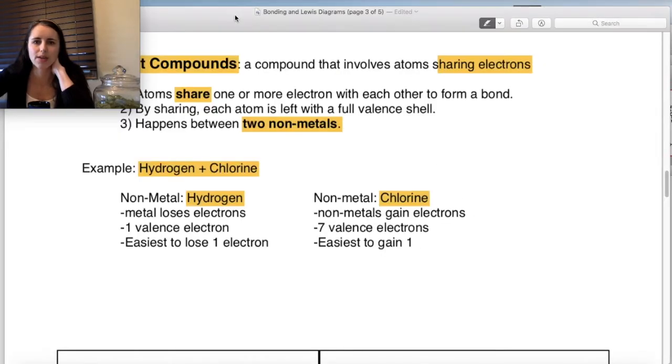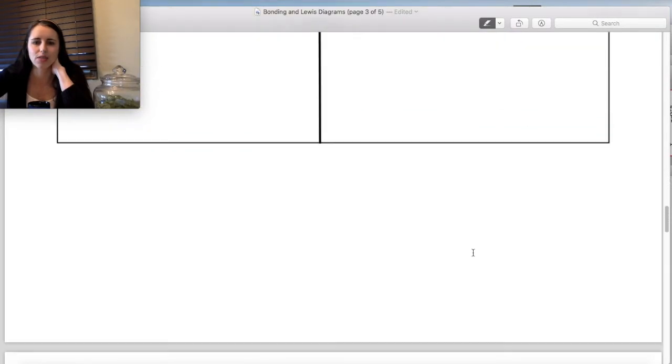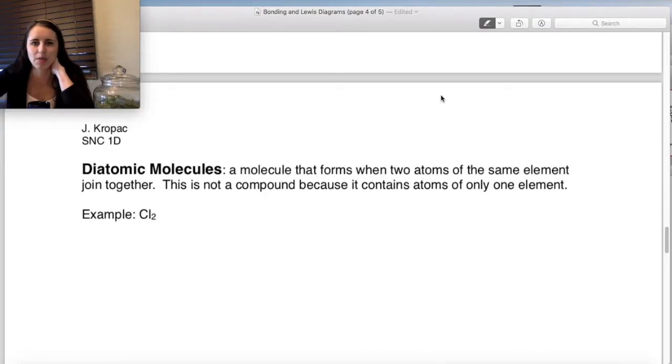One more thing that I want to talk about, and the last thing I want to talk about, is going to be diatomic molecules.